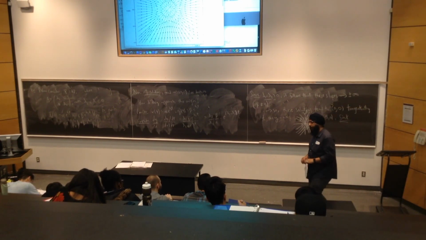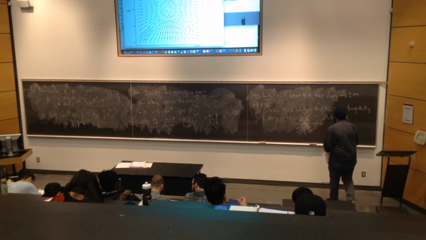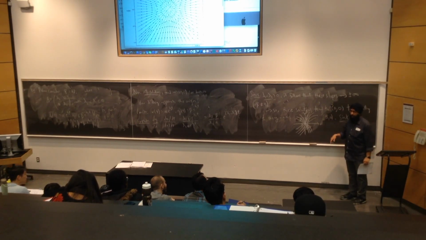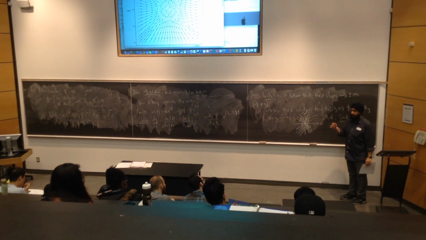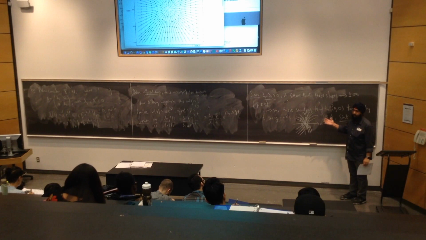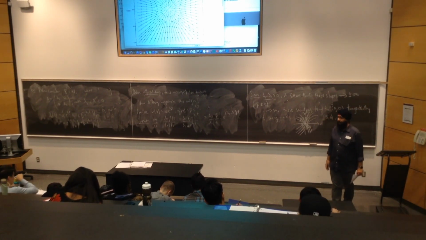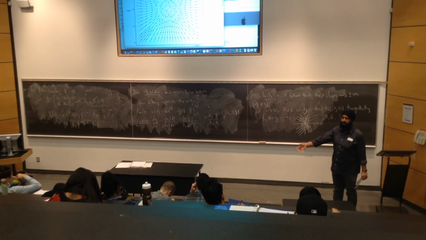There are other words, so you may hear... I think Boyce and DiPrima use the word stable node instead of sink. Some of the old Russian textbooks use the word node instead of sink, but commonly, at least in North American schools, it's called sink. The idea is, think of a physical sink, right?